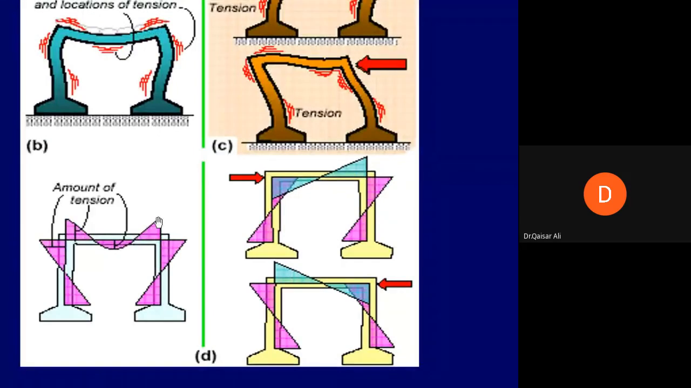So there will be more reinforcement in a frame analyzed for earthquake and gravity load both than a frame analyzed only for gravity load in the upper part of the beam.